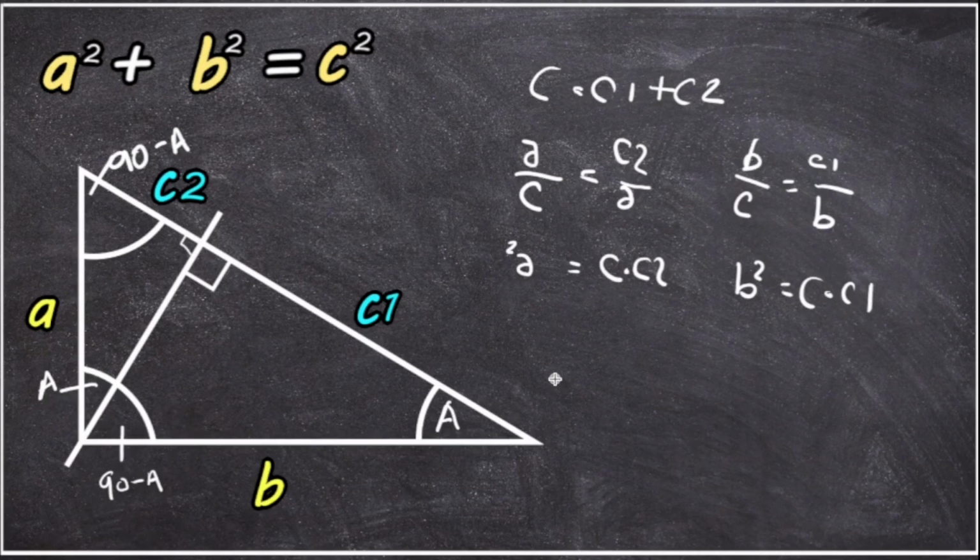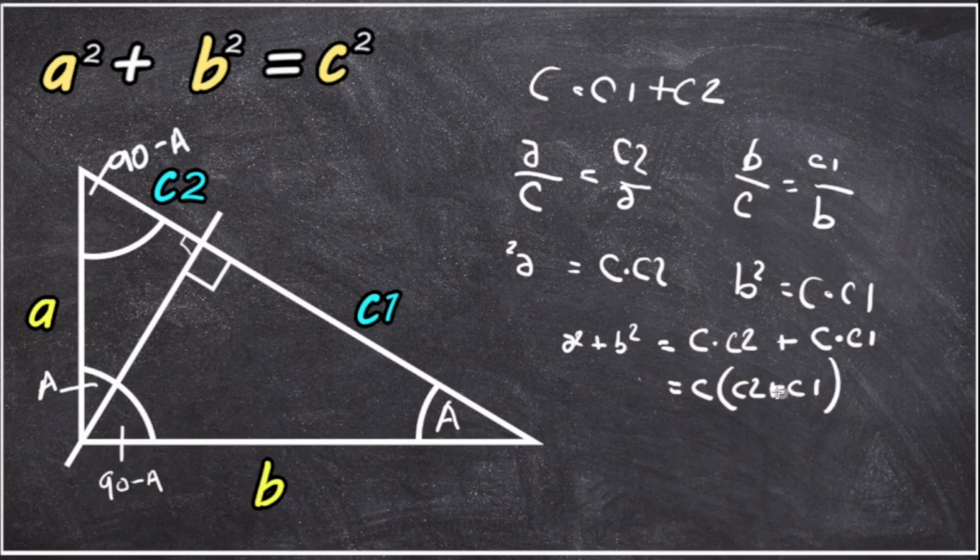And now we have the value of a squared and b squared. Look what happens when we add them together. A squared plus b squared must be equal to c times c2 plus c times c1. But both parts of the sum contain the value c, so we can factor out the c, so that equals c times (c2 plus c1). But we know the sum of these two, which is c1 plus c2, equals c, so that equals c times c, and that equals c squared. And that means that a squared plus b squared equals c squared.